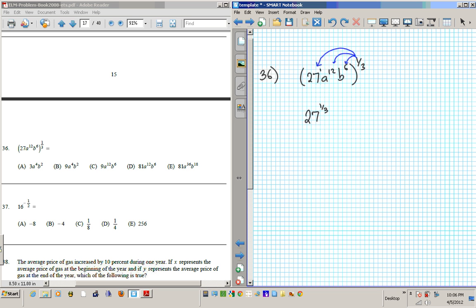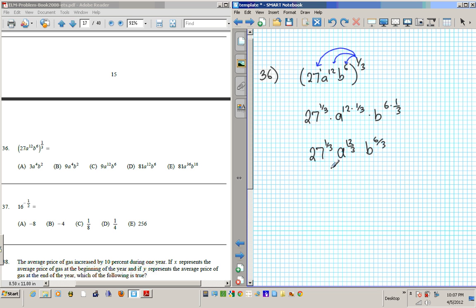Because there was a 1 here before, right? So just 1 times 1/3 times a to the 12, 12 times 1/3, times b to the 6th times 1/3. Okay? So basically we have 27 to the 1/3, a to the 12 over 3, if you multiply across, and then b to the 6 over 3.